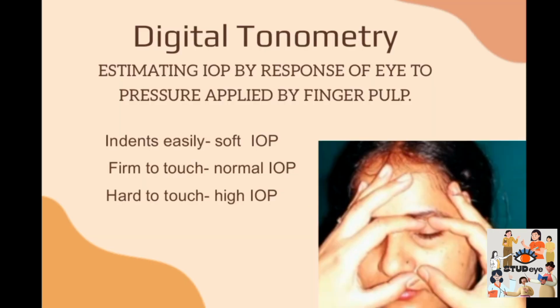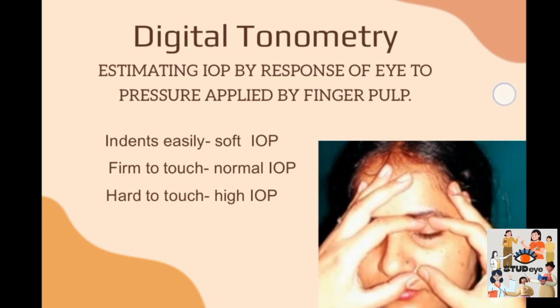Now there is another technique that we use for the estimation of IOP. This is done when you don't have any tonometer or specified instrument available, so you estimate the intraocular pressure by the digital tonometry technique. By its name you may think you are measuring the IOP digitally with an instrument, but it actually means you are using the digits, the fingers. In digital tonometry you don't have any instrument, you are just assuming that the IOP may be high or low.